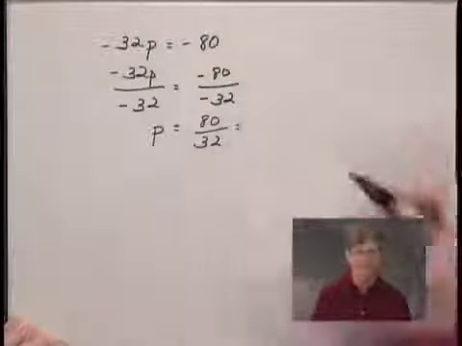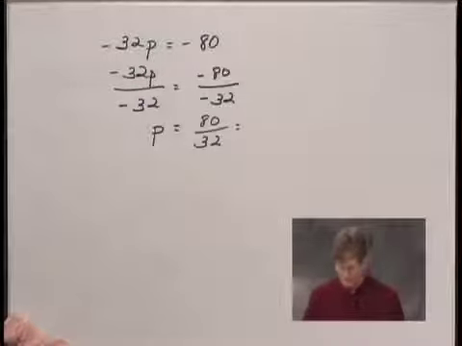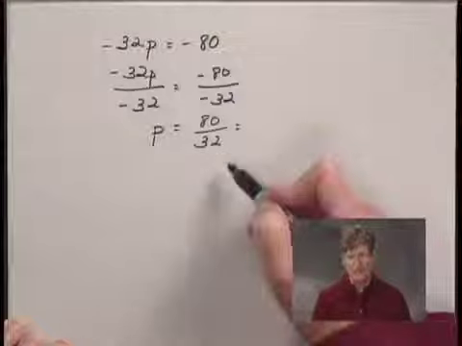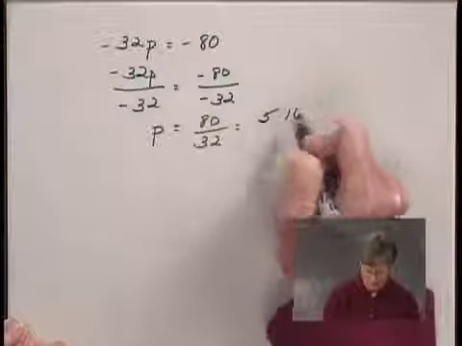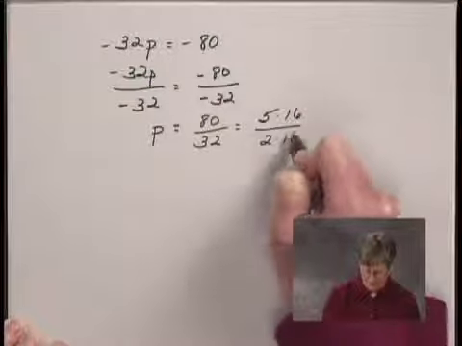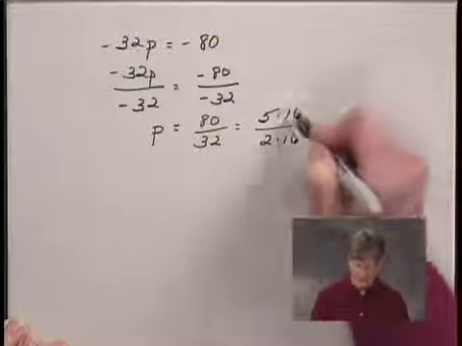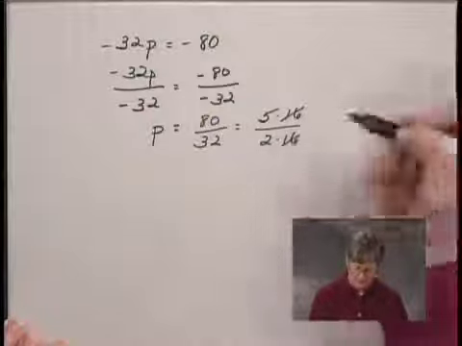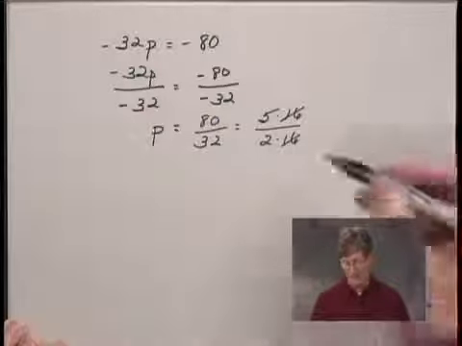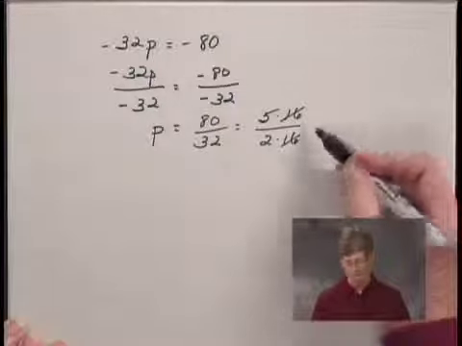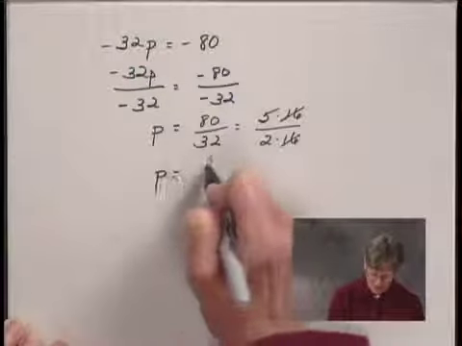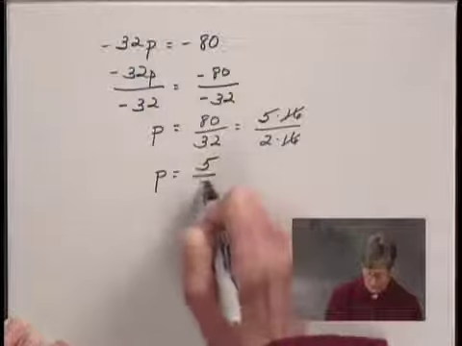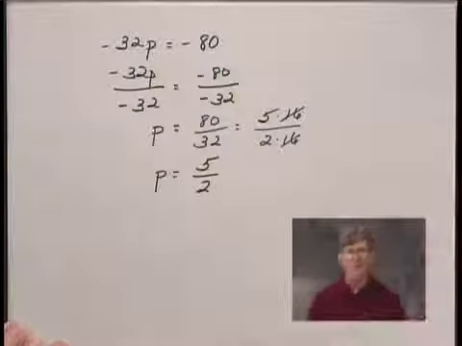And I want to simplify 80 over 32 if I can. And I see that each of these numbers has a factor of 16. 80 is 5 times 16, and 32 is 2 times 16. And now I can cancel the 16s that are common to the numerator and denominator. It's like removing a factor of 1 in the form of 16 over 16. And what that leaves me with then is that p is equal to 5 over 2. So we would say that the solution of this equation is 5 over 2, or 5 halves.